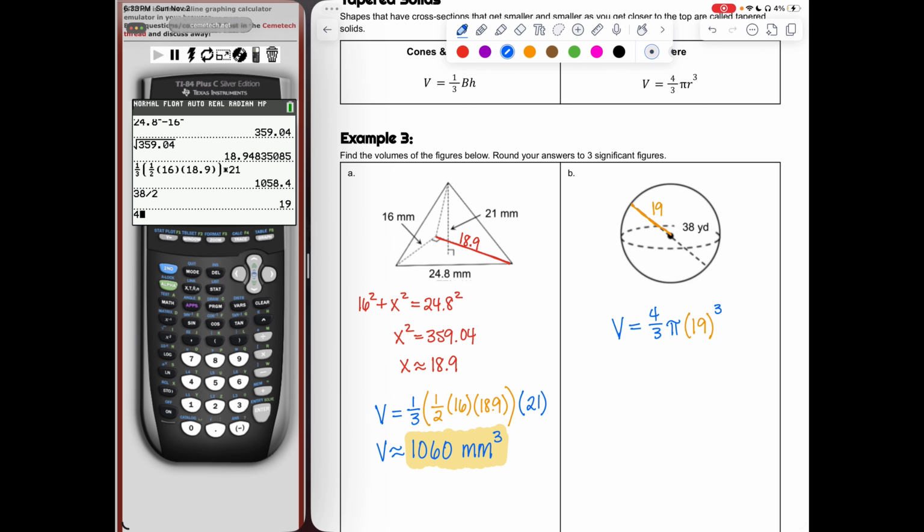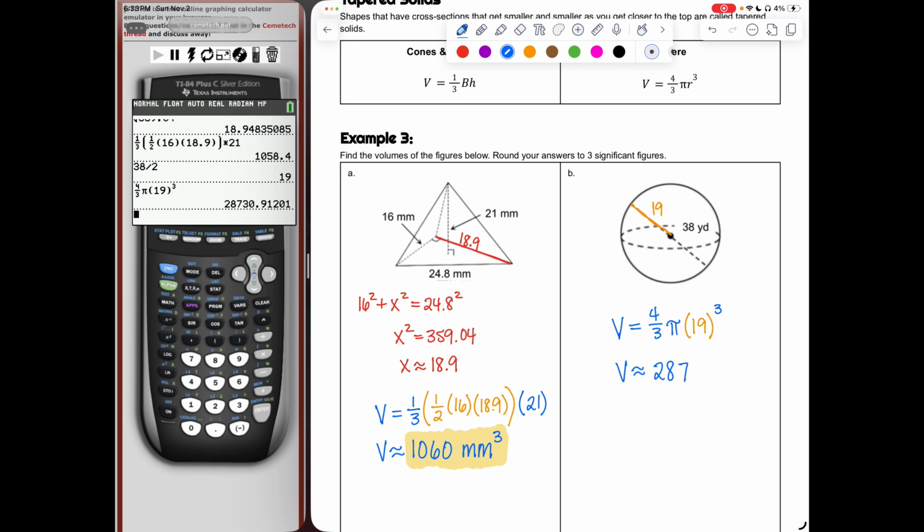If we put that in, 4/3 times pi times 19 to the third power, we end up getting that our volume is approximately 28,700 yards cubed in 3 significant figures.